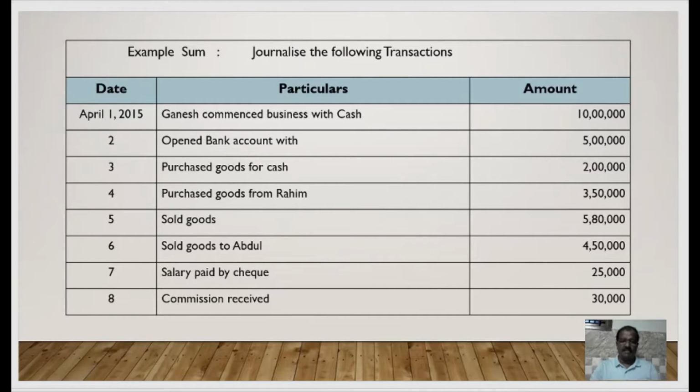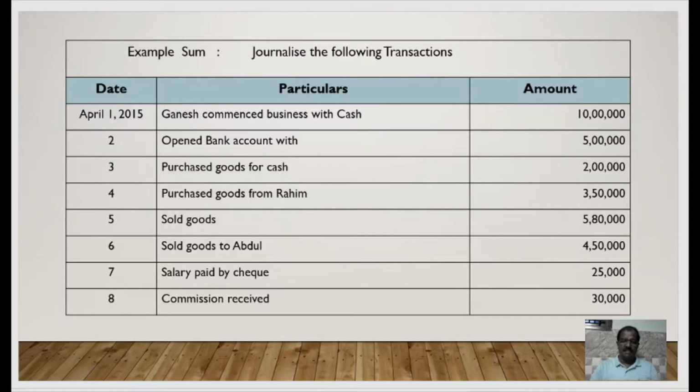Next, as I told you earlier, on April 5th, sold goods. Even though the words for cash are not given, we have to take this as cash sales. Once we make the sales, cash is coming inside. Like that, we have to take it as cash sales. Sold goods to Abdul. Here, the name of the individual is given, so this is the credit sales. Mr. Abdul is our credit customer.